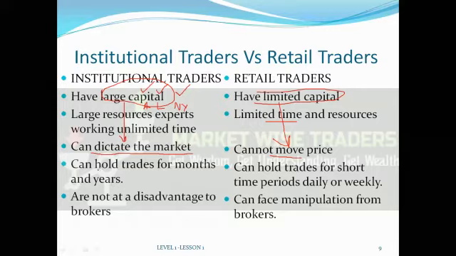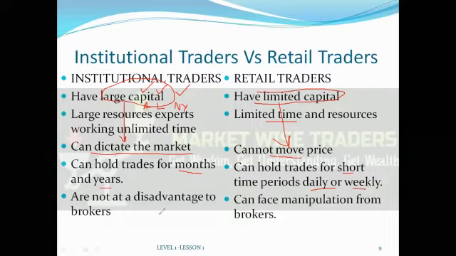Okay, and another thing, institutional traders, they can hold a trade for months or even years. They can buy gold in January and sell it in December, waiting for it to get to the price which they want it to be at. You understand? Whereas most retail traders can only hold a trade for a short time period, maybe daily, some even a few hours, or weekly at the most. Because they want to get the profits in earlier, and they have to because price is always moving.